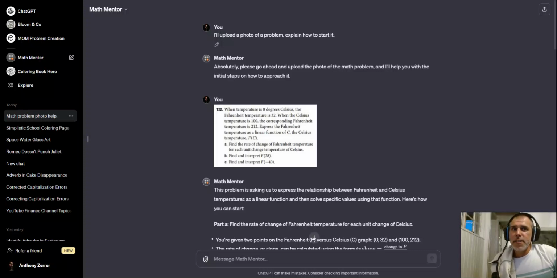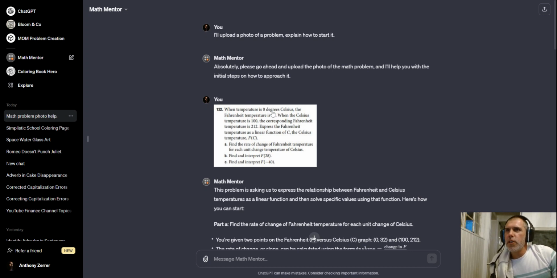All right, I'm on ChatGPT. This is crazy. I said I'll upload a photo of a problem, please explain how to start it. It says, go ahead, upload the photo. So I took a screenshot of a problem from an algebra textbook.